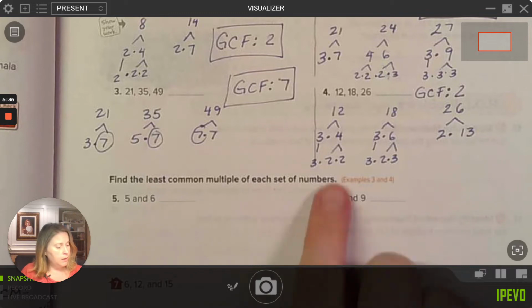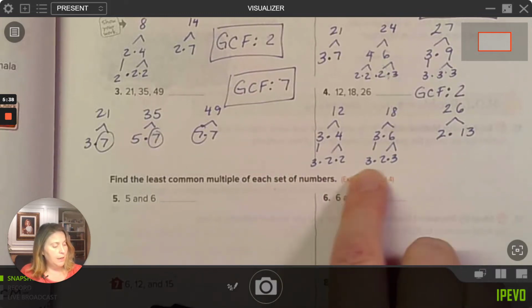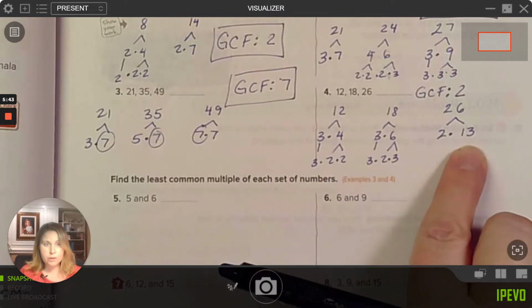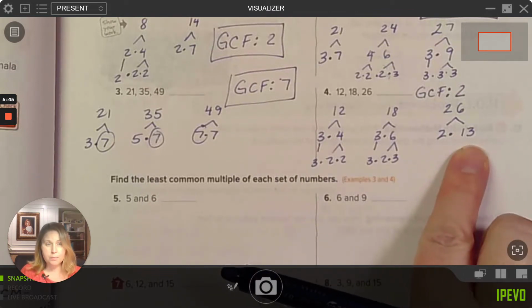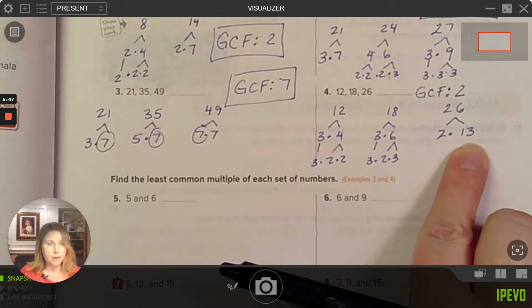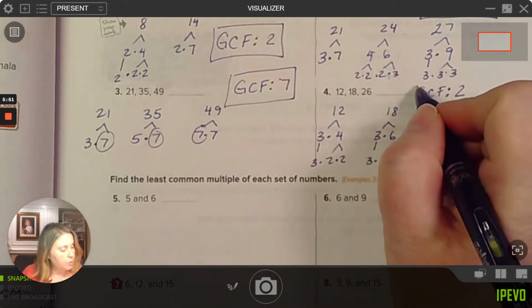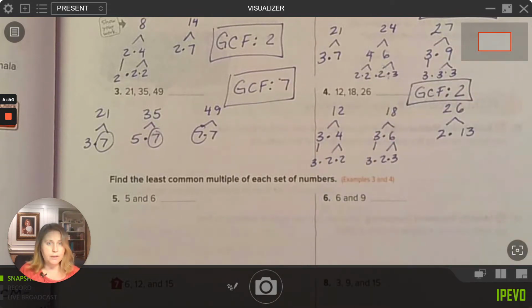And then I see a 3 here, and I see a 3 here, but not here. And then the only other prime factor was 13, and only one of the numbers had a factor of 13, so we cannot include that. It would have to be in all 3 of them to be able to be included. So the greatest common factor of 12, 18, and 26 is 2.